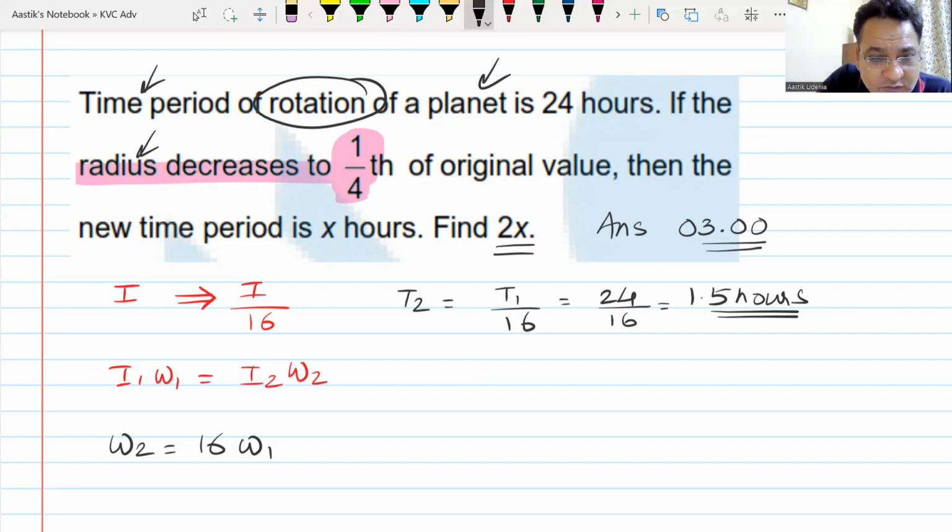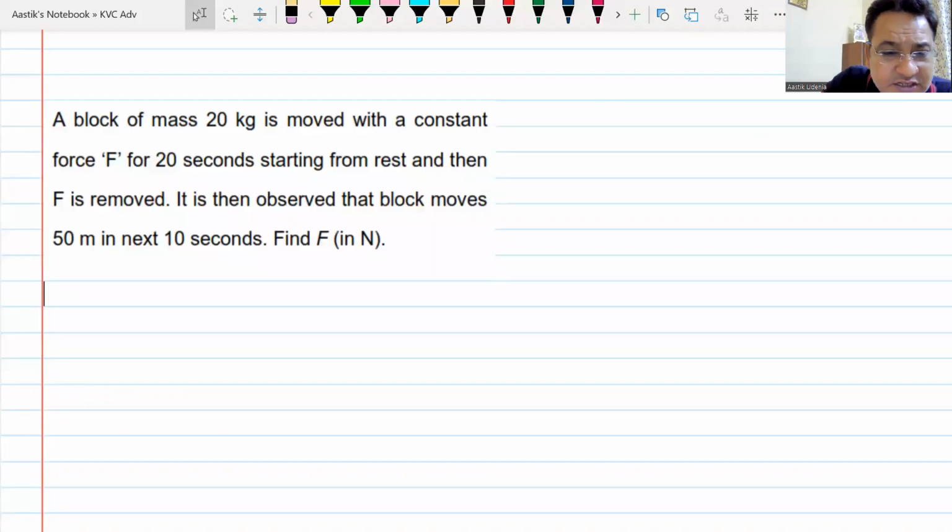That takes us to the next question in this paper. The second last question that I have. Have you noted this down? Yes. This is the next one in line. A block of mass 20 kg is moved with a constant force F for 20 seconds, starting from rest. And then F is removed. It is observed that the block moves 50 meters in the next 10 seconds. Find the value of F.